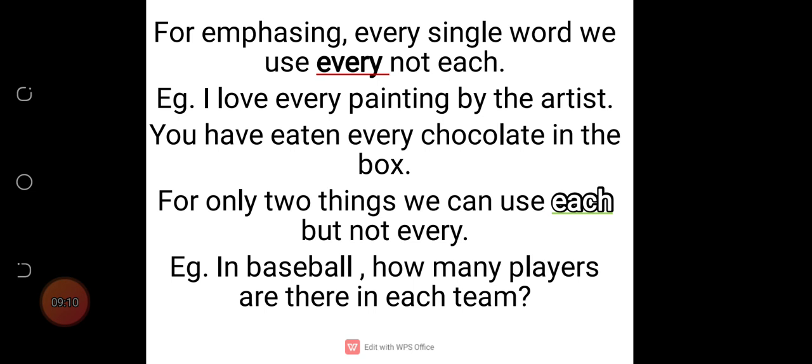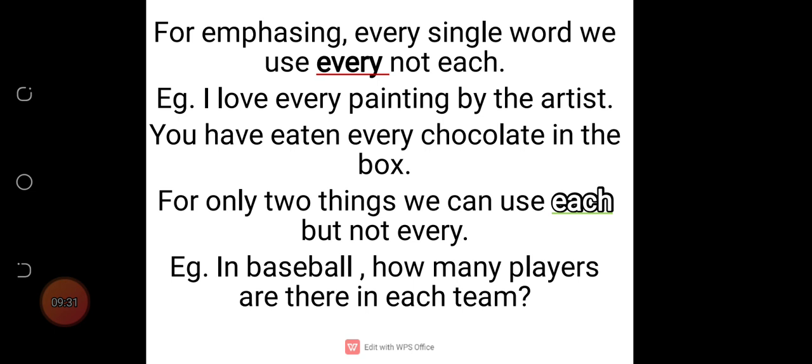You have eaten every chocolate in the box. So I'm considering the box containing the chocolate, and so I'm referring to all the chocolate in the box. All right. For only two things we can use each but not every.